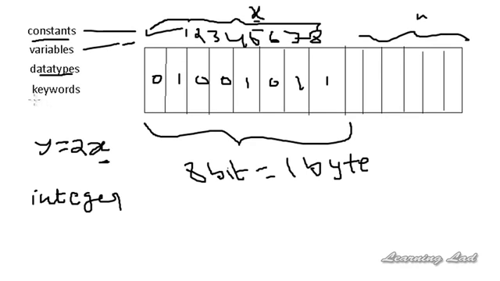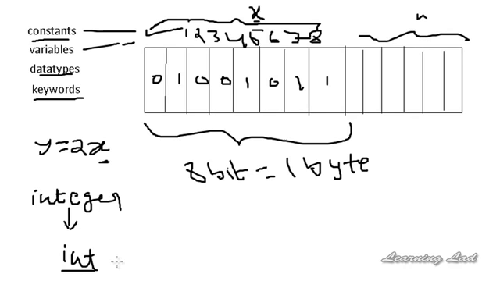Alright, the next thing is about the keywords. These keywords are nothing but the words whose meanings are already defined to our compiler. For example, to indicate that we are going to store an integer value in a memory location or in a variable, we need to use the keyword int as the data type. So this int is a keyword for integers. Similarly, we have float for floating, then char for character, then bool for boolean, etc.